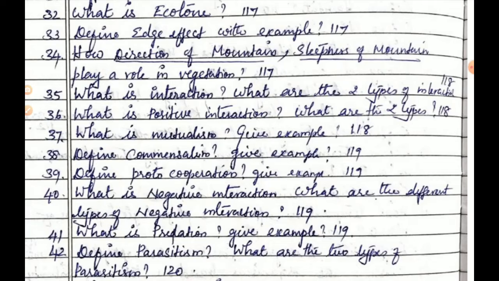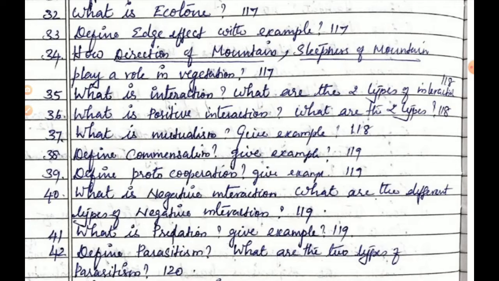The next question is, what is positive interaction? What are the two types of positive interaction? Page number 118, below the heading positive interaction. When one or both the participating species are benefited, it is called positive interaction.